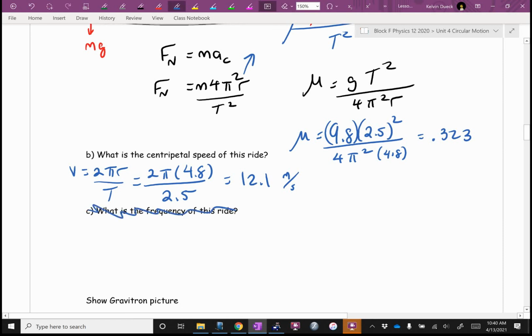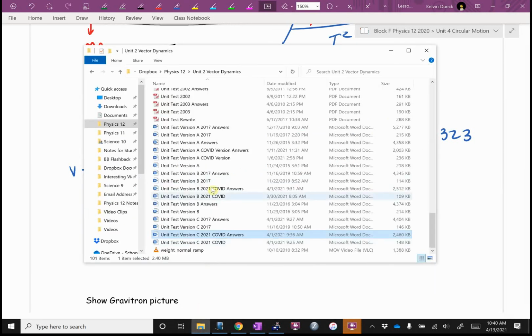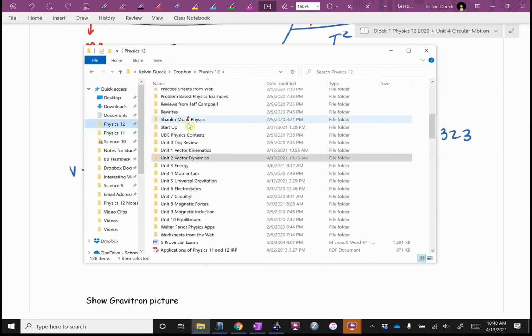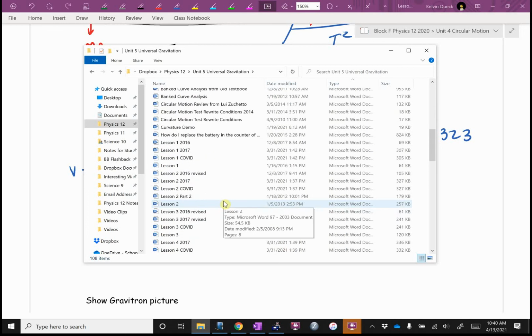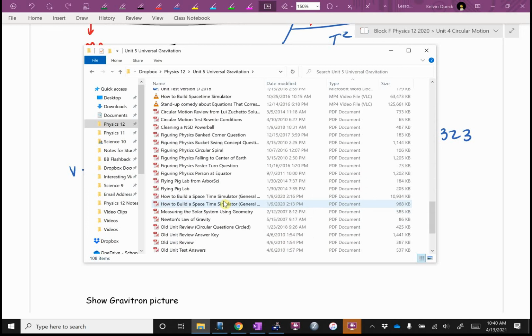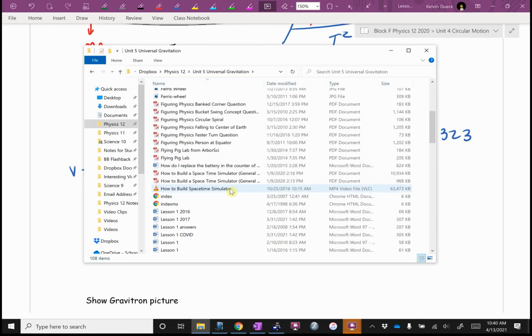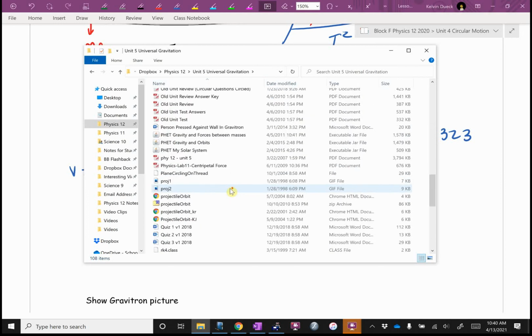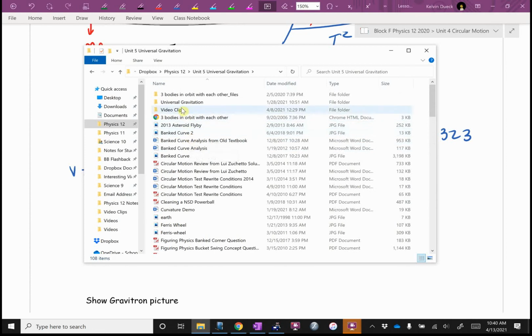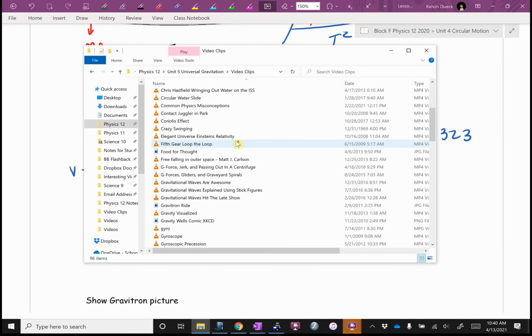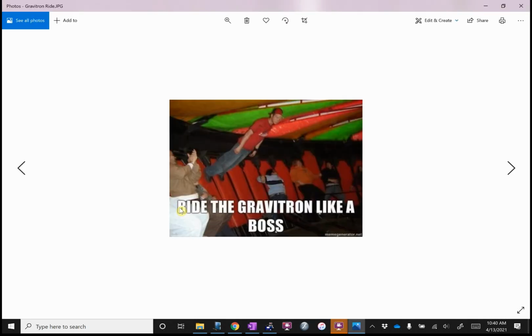I skipped frequency in this unit. But I do have a picture, I think, somewhere. Let's see, where is it, Mr. Duick? Probably in here. Is this it? There you go. Can I make it larger? How do I zoom in? Zoom in.